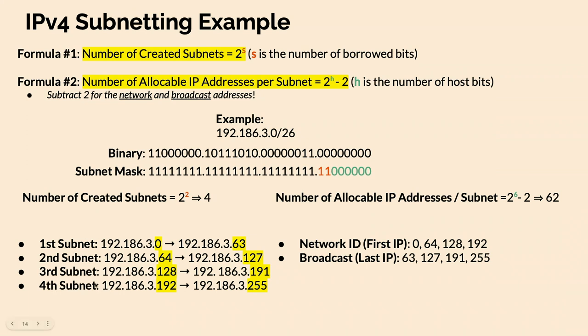Each subnet has 62 allocable IP addresses, but the network addresses for all 4 subnets are 192.168.3.0, .64, .128, as well as .192. And the broadcast addresses are .63, .127, .191, as well as .255. Any questions? Does this make sense? Anyone confused?